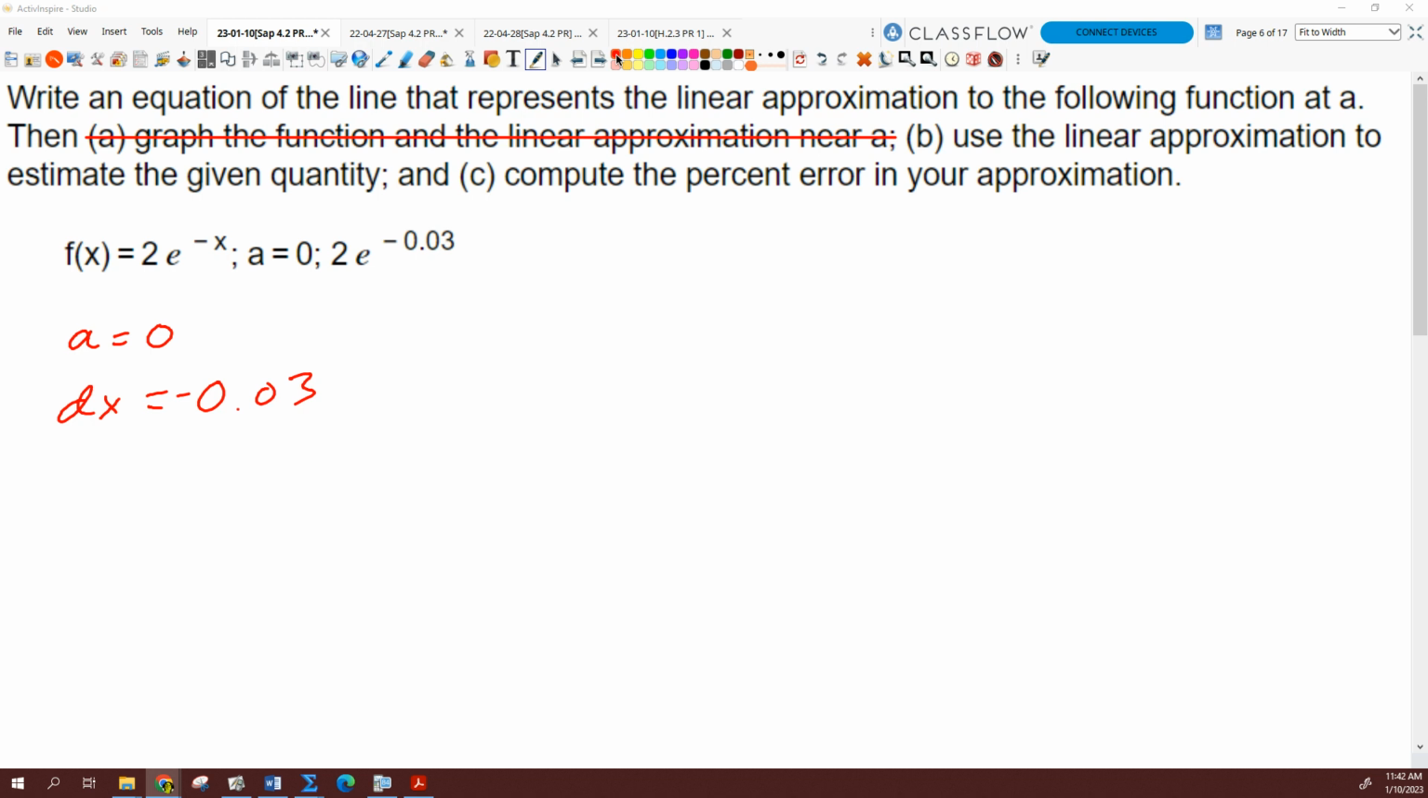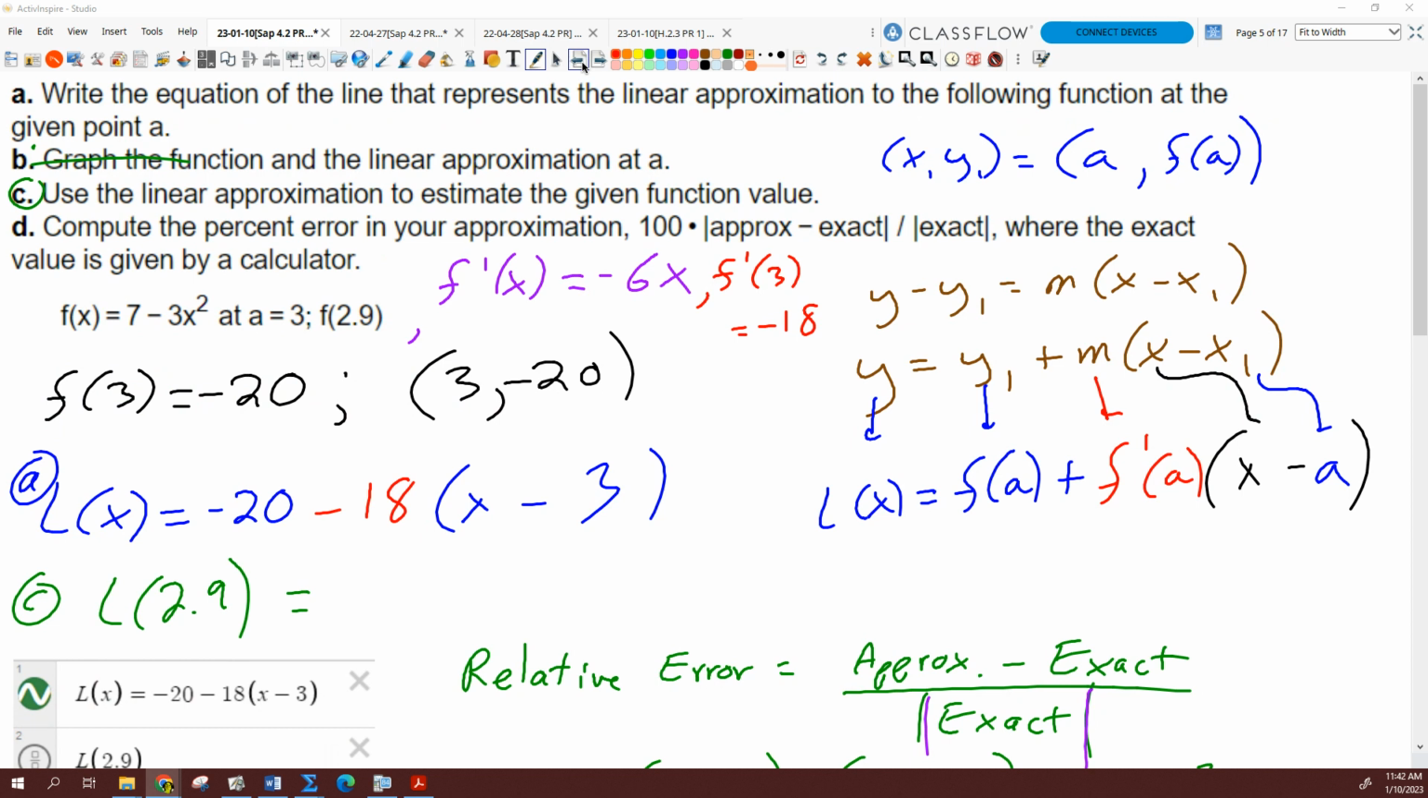Does that make sense? Doesn't matter about up. We're talking about x values, right? We're just comparing A to our input value. Our input value is, we bumped it from 0 by negative 0.03. Everybody see that? Okay, you guys probably did it this way, which is fine, where you wrote your linearization equation as x minus A, so 0 minus 0.03, right?